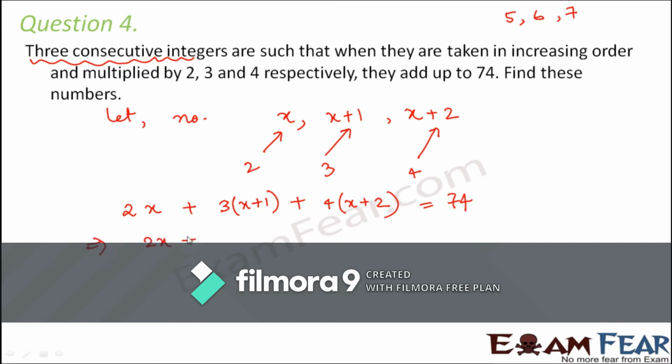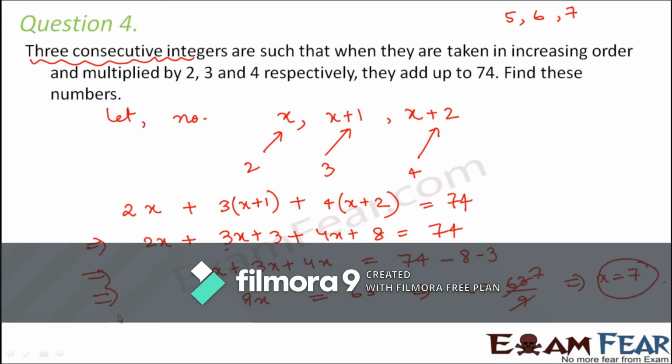So from this we can say 2x plus 3x plus 3 plus 4x plus 8 is equal to 74. Or we can say, let's bring all the variables together, that is 2x plus 3x plus 4x is equal to 74 minus 8 minus 3. Or this is 9x is equal to 63. Or we can say x is equal to 63 by 9. So this is x is equal to 7. So now once we have calculated x, what are the numbers? So the three numbers would be 7, 8 and 9.